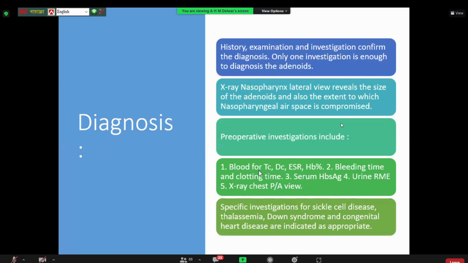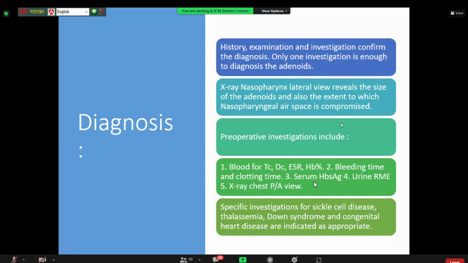You say in the examination: blood for total count, differential count, erythrocyte sedimentation rate, and hemoglobin percentage. Bleeding time, clotting time, serum electrolytes are not important. Urine routine macroscopic examination, X-ray chest view. It is most important. That is another important thing.